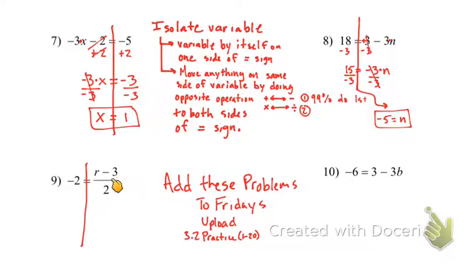I now have to get rid of the 2 first. And since it's dividing, to get rid of division, we multiply both sides. The 2's cancel out here. And this turns into negative 4 equal to r minus 3. Now, r is not by itself. We want to get rid of the subtraction of 3. The opposite of subtraction is addition, and we're left with negative 1 equals r, and now we are done.